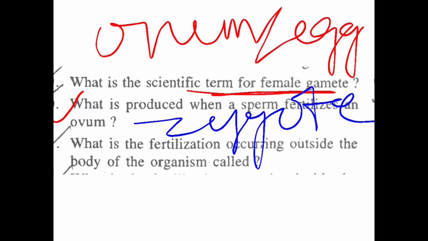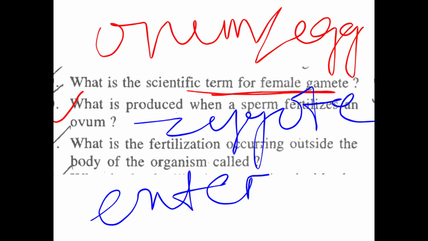Okay. Then what is fertilization occurring outside the body of the organism? If the fertilization occurs outside the female body, outside the mother, that is known as what? Do you know it? That is external fertilization.